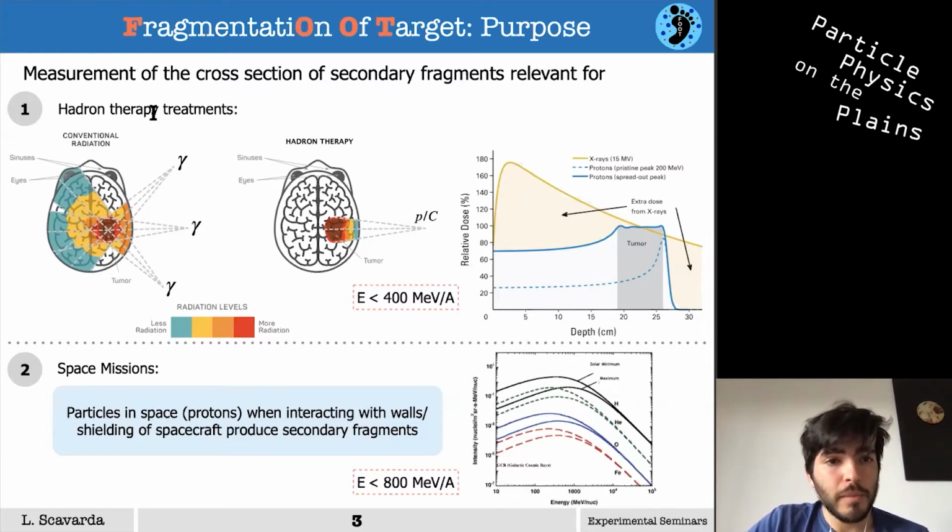But these measurements will be useful also for another topic, as I said, the space missions, because in space we have an effect similar to the hadron therapy. When cosmic rays interact with the walls or shielding of a spacecraft, they produce secondary fragments inside the vessel, and these secondary fragments will be dangerous both for the astronauts but also for the electronic devices.